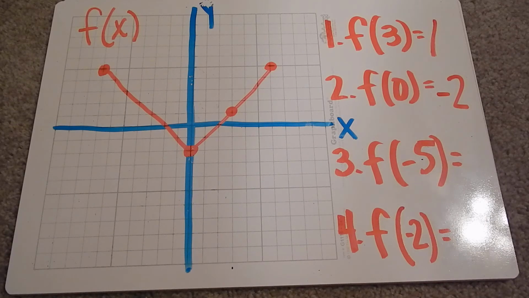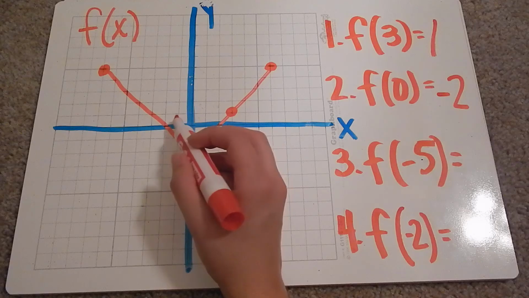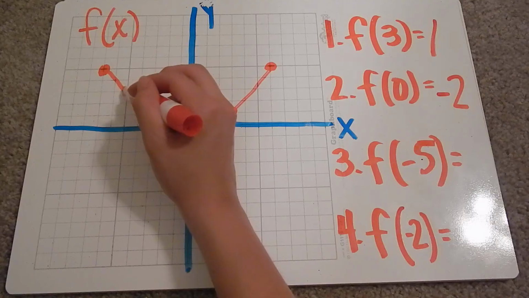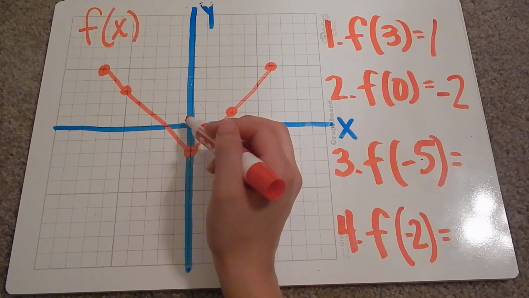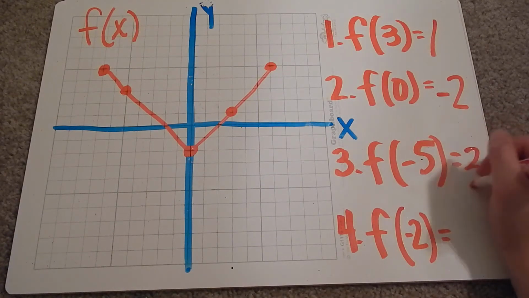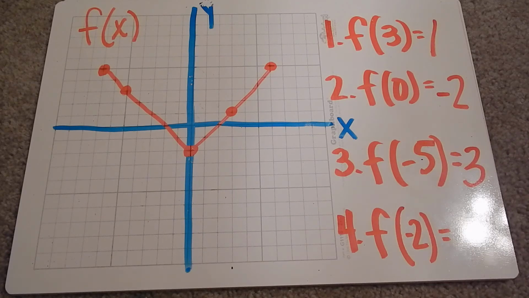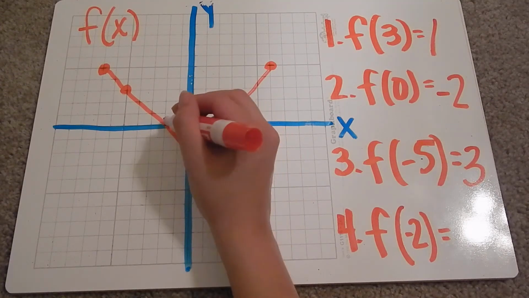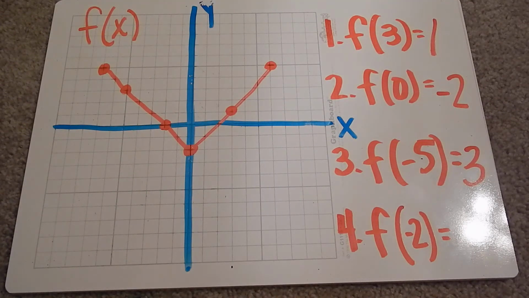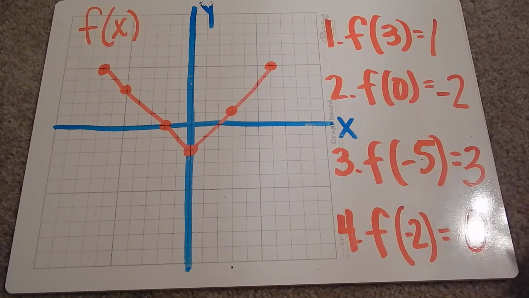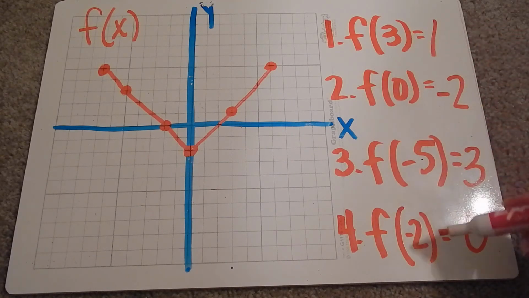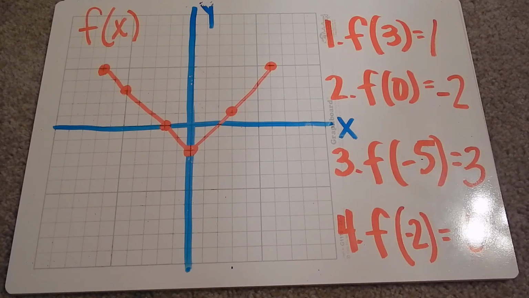Number 3 is -5, so we need to go on our x-axis to -5 and figure out where that point would be on our function, and that y value is +3. So my answer there is +3. Number 4 is -2. If I go to -2 on the x-axis there, my y value there would be 0 because it does not go up or down. And so those would be my answers for the graph. So you just look for the x value that it tells you to and match it to the y value on the function.